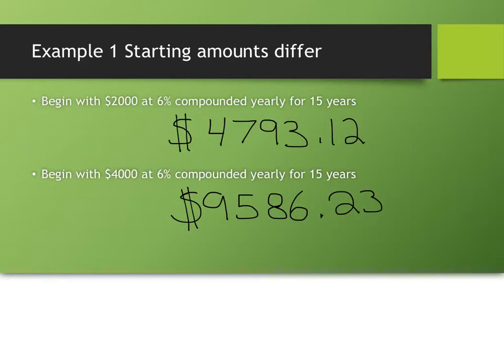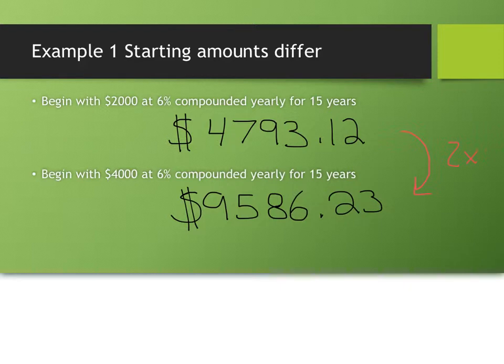So, the interesting observation is that if the starting amounts differ, then the ending amounts differ by the exact same ratio as the starting amounts differed. If you look at the difference between 2,000 and 4,000, that's double. You've doubled the amount going from 2,000 to 4,000. And in fact, going from 4,793 to 9,586 is also double. Now there's a penny difference because of rounding issues, but it is double.